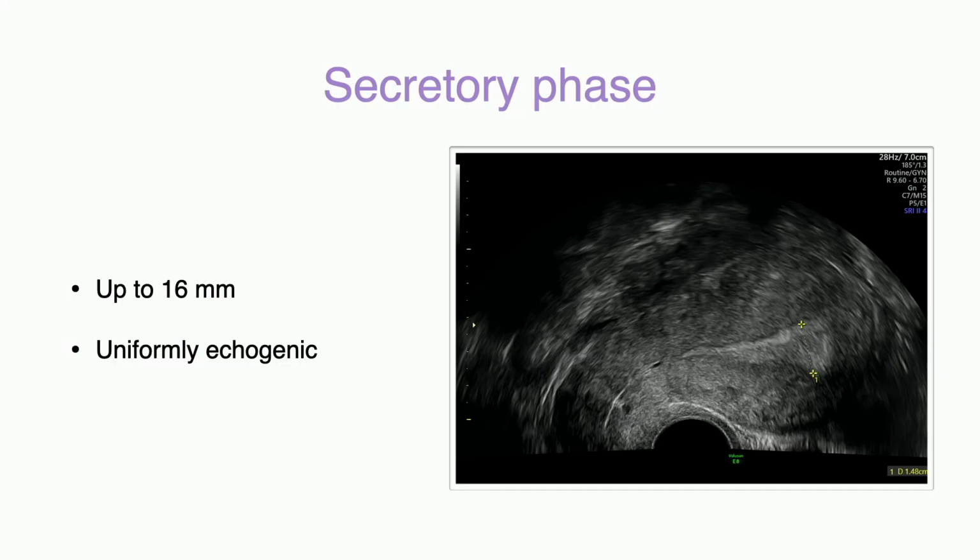Care should be taken not to include the hypoechogenic myometrium or intrauterine fluid in this measurement. The measurement always needs to be accurate, especially in the postmenopause. The reason why this is so important will be discussed in the bachelor class. Finally, in the secretory phase, the endometrium can reach up to 16 millimeters. By then, it loses its trilaminar appearance and appears uniformly echogenic.